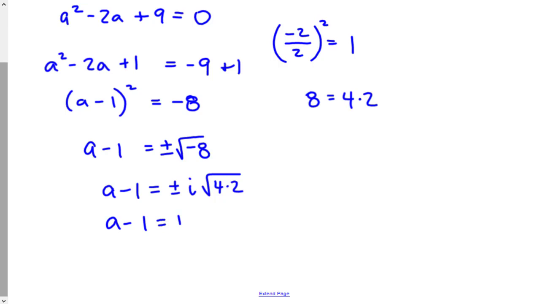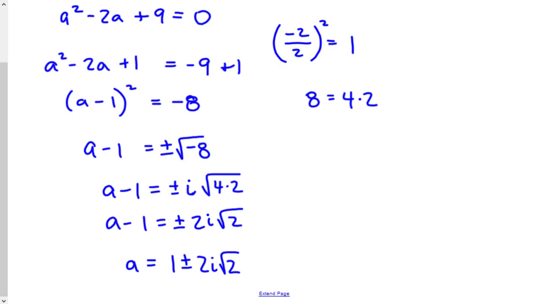So this is going to be 2i, because when I pull the 4 out, it comes out as a square root, which is a 2. So 2i square root of 2. Okay, the last step is just add 1 to both sides. So a equals 1 plus or minus the 2i times the square root of 2.